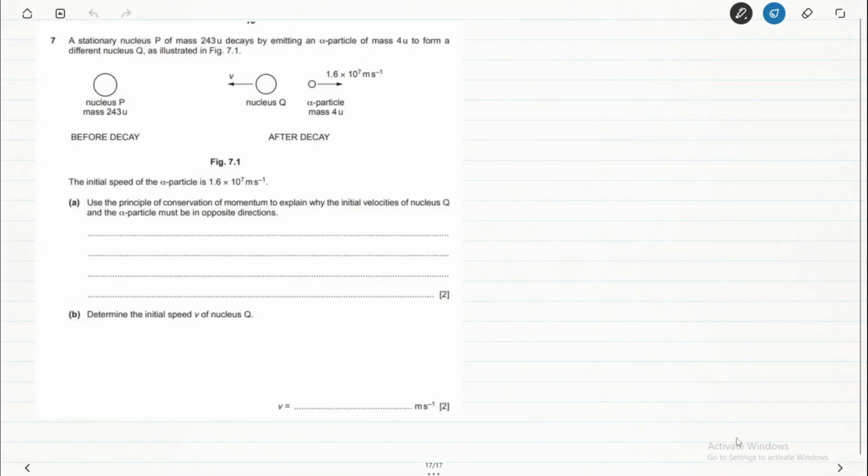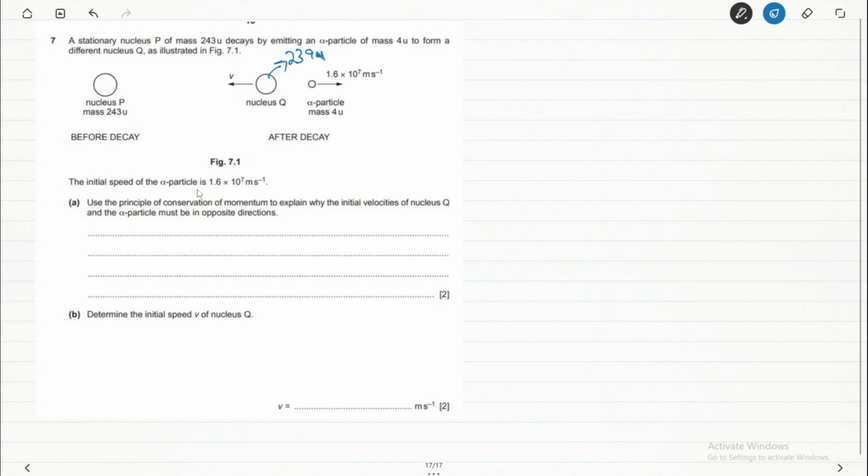Moving on. The last part now. A stationary nucleus P of mass 243U decays by emitting an alpha particle of mass 4U to form a nucleus Q. Now I'm just going to tell you that the mass here is 239U, right? You don't need to know what U is right now. Let's just say it's a unit of mass when concerning the mass of nuclei.